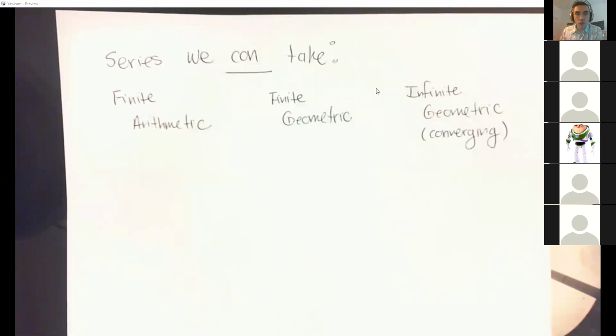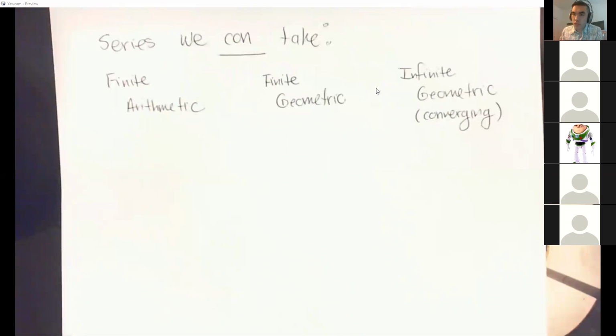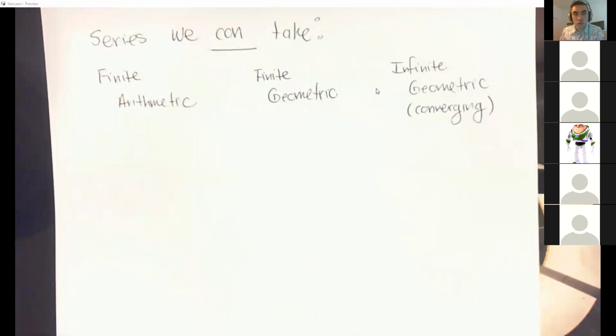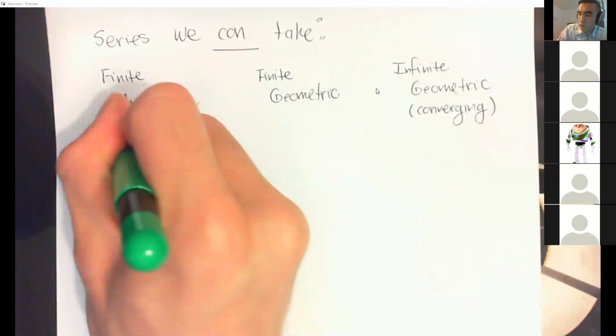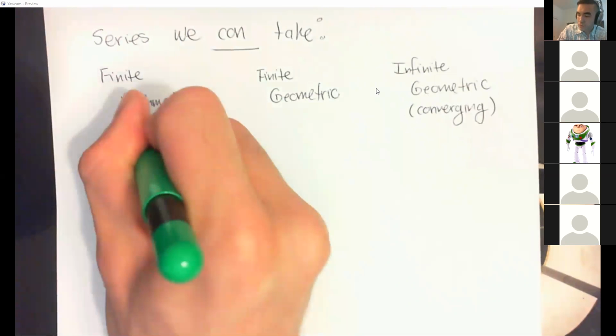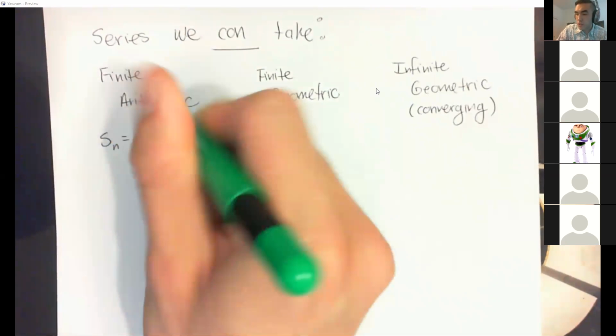And for these 3 cases, we have different formulations that are derived by 2 different means. For our finite arithmetic series, S sub n is equal to some number of pairs multiplied by the value of each pair.